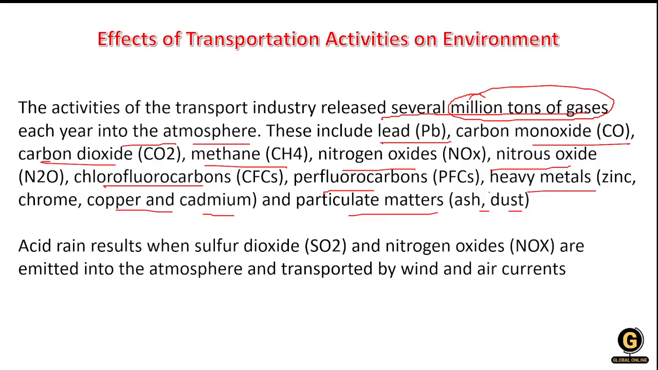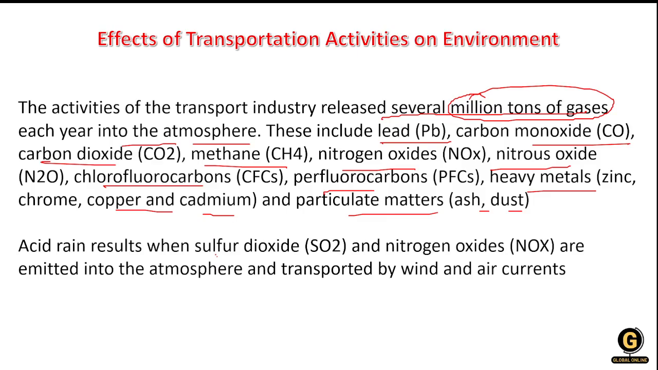Getting it? So that means if your city is facing air pollution due to transportation activities, these are examples of harmful emissions or harmful gases emitted due to transportation. So all of these you are taking into your body. In every way it will impact your body and it will definitely harm your body. Acid rain results, see, due to transportation activities acid rain can happen.